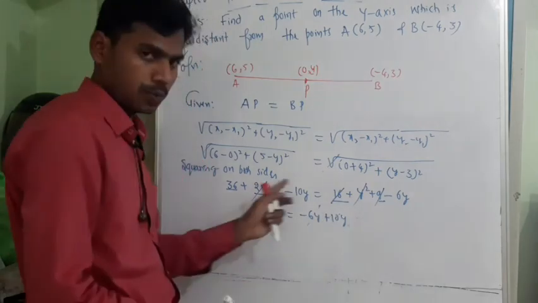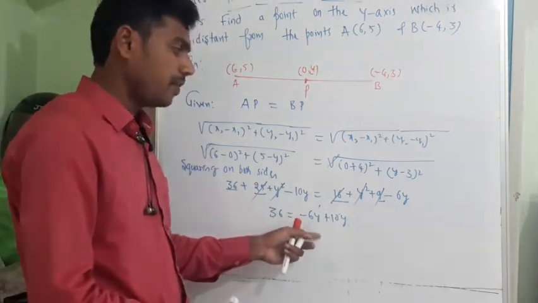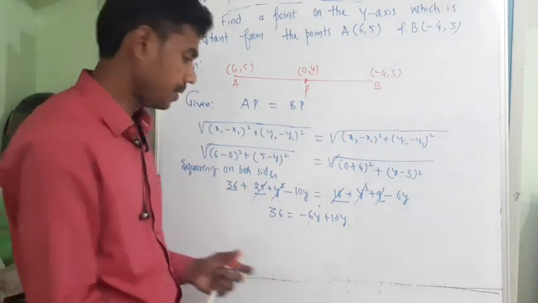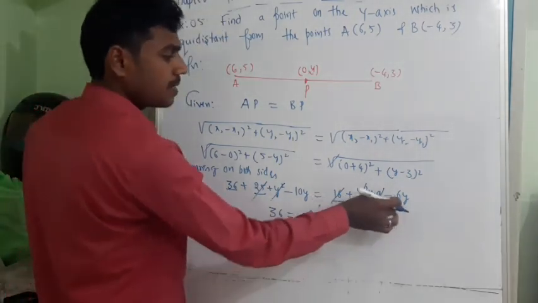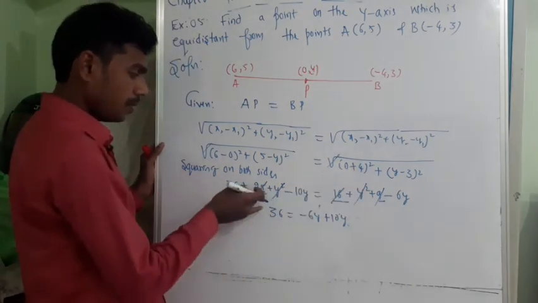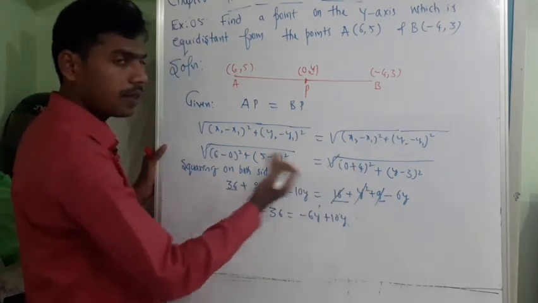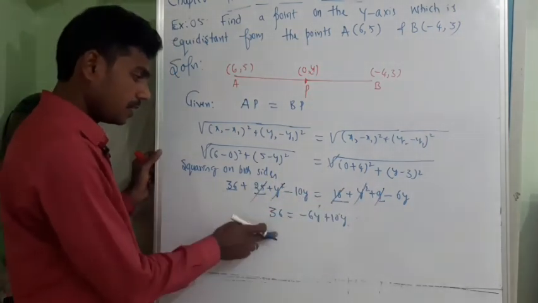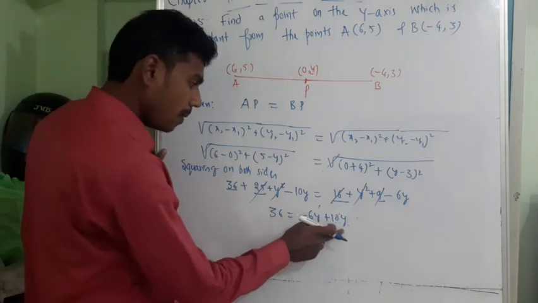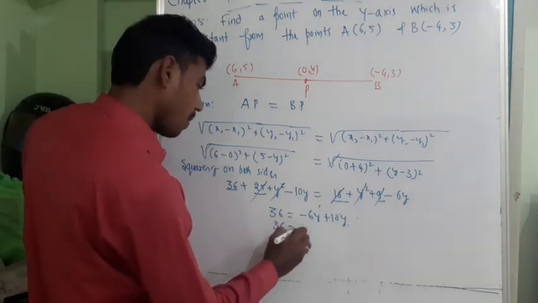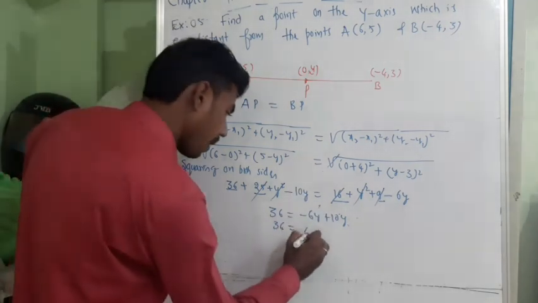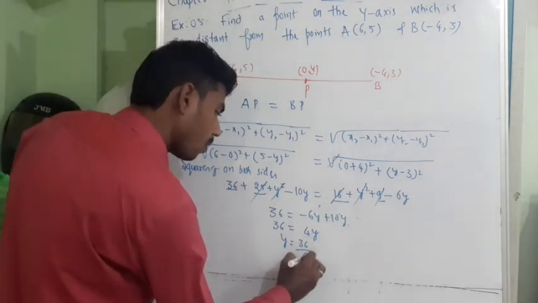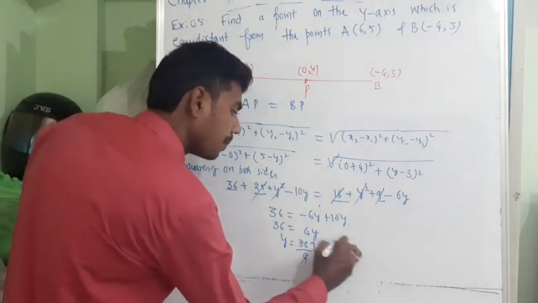This simplification you should be knowing. So here if you have difficulty, I can't help you. Through practice, you can get this simplification. What I did, 16 plus 9 is 25, so on LHS and RHS both are the same, I can cancel it. The sign is the same. So 36 is equal to minus 6y plus 10y, which is nothing but 4y. So y is equal to 36 divided by 4. 4 9s are 36. Y is equal to 9.